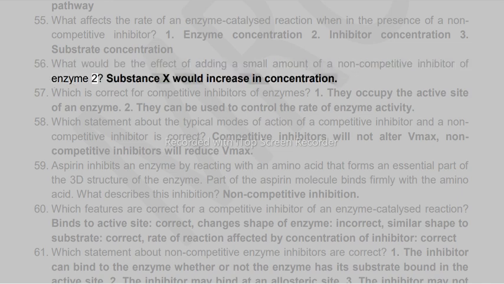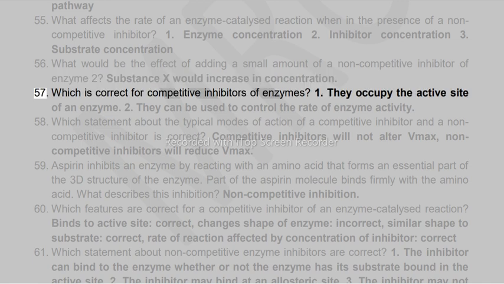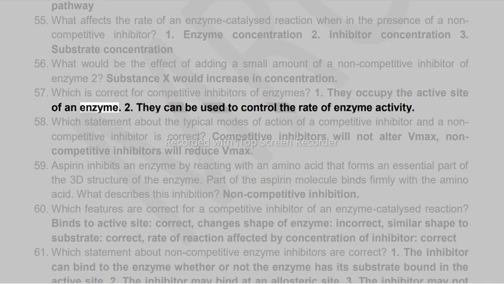56. What would be the effect of adding a small amount of a non-competitive inhibitor of enzyme 2? Substance X would increase in concentration. 57. Which is correct for competitive inhibitors of enzymes? 1. They occupy the active site of an enzyme. 2. They can be used to control the rate of enzyme activity.